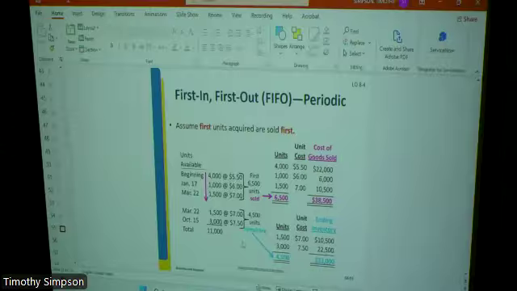It's also easier to implement than other methods like LIFO. And LIFO itself is kind of a jungle. You're going to get into it, and there are all kinds of different variations of LIFO. And we'll talk a bit about LIFO.